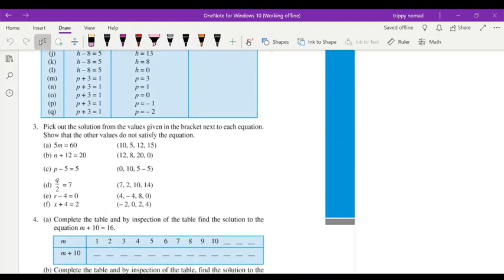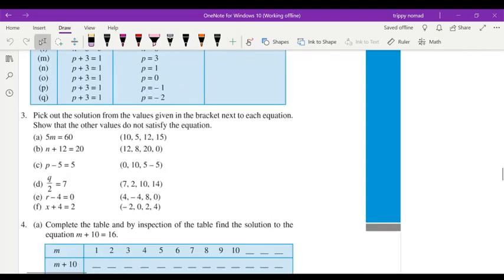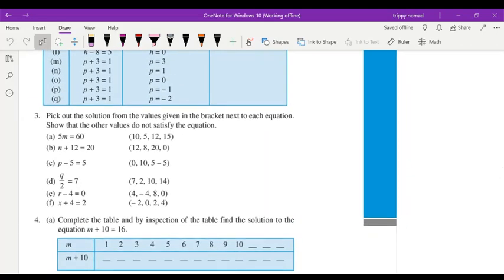Question number third of the last exercise. Up to the second, I explained to you, and thank you, parents and children, who have commented for the best explanation.